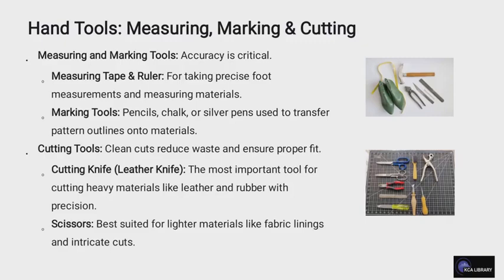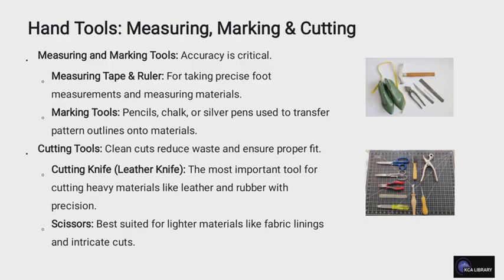Let's firstly look at the measuring, marking, and cutting aspect of hand tools. Looking at the measuring and marking tools, accuracy is critical. The measuring tape is the first that we'll be looking at, and it is used for taking precise foot measurements and measuring materials. You also have the marking tools like pencil, chalk, or silver pen used to transfer patterns and outlines onto material.